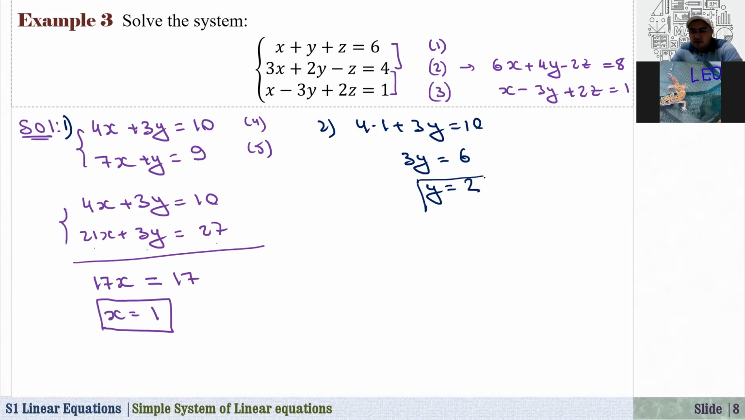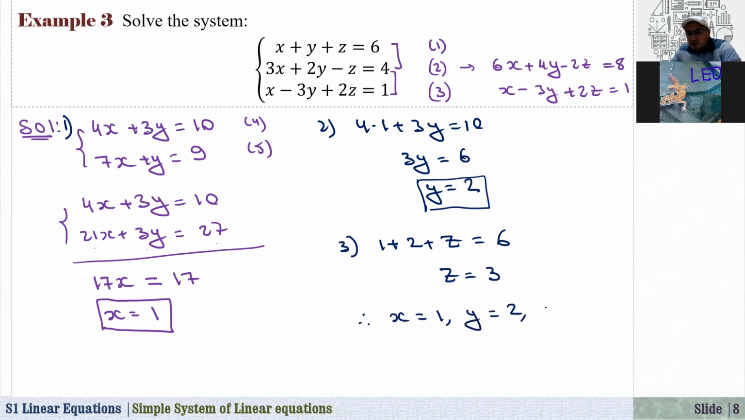Now also we have the value of y. So now if I substitute this into the first equation, we will get the value of z. So x plus y plus z is equal to 6. What is x? x equals 1. And y is equal to 2. And here we have z, that's equal to 6. Now from here, z is equal to 3. So now we can write the solution: x equals 1, y is equal to 2, and z is equal to 3. These are the solutions of this system.